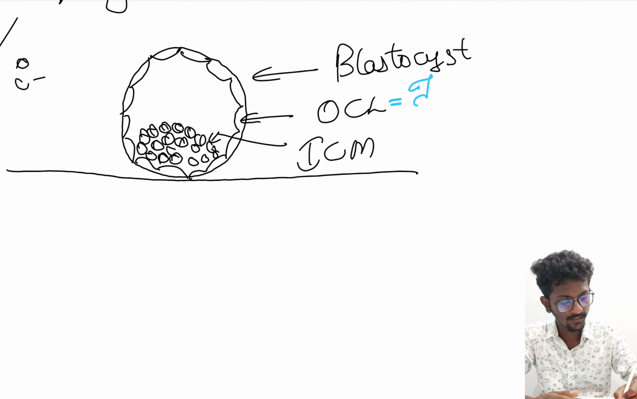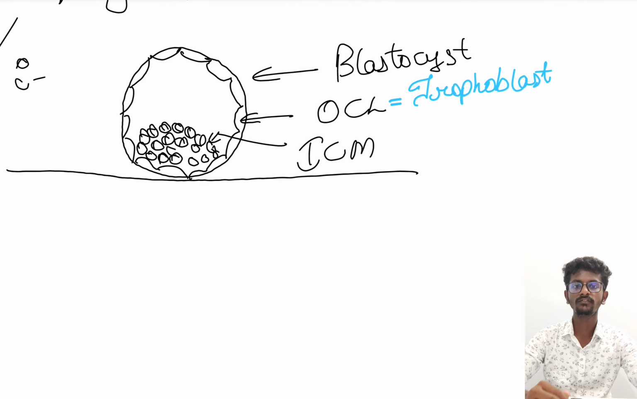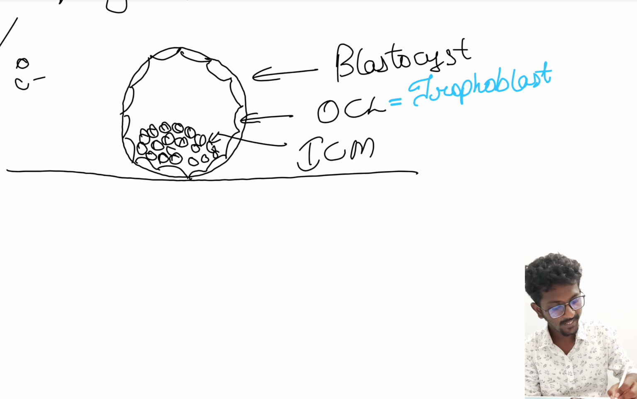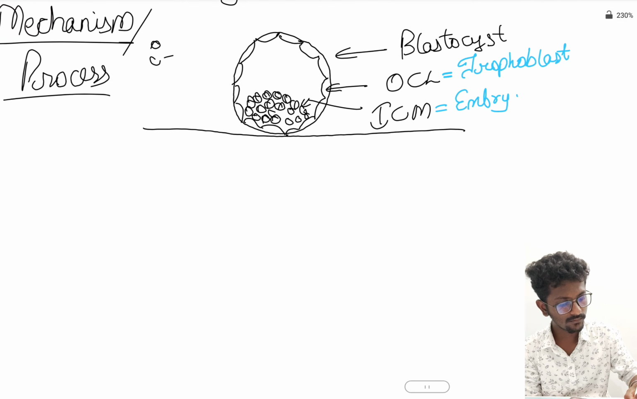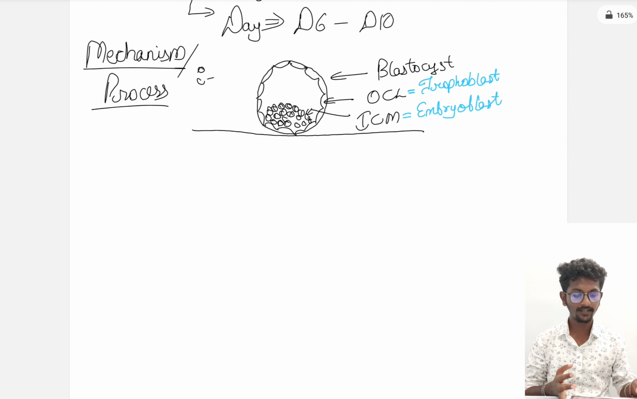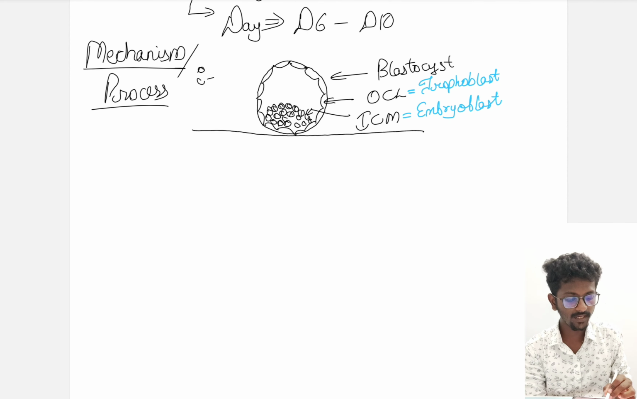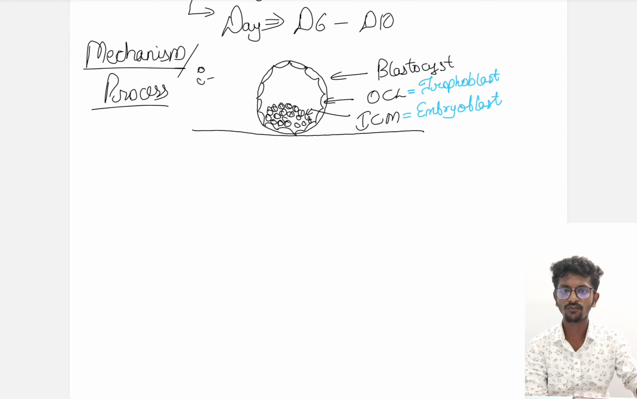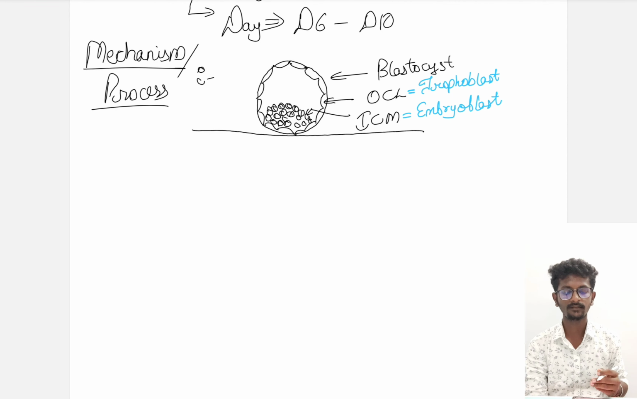Now guys, keep this in mind that the outer cell layer is also called the trophoblast, and the inner cell mass is also called the embryoblast. Okay, let me repeat this again. This entire thing is the blastocyst. Then we have the outer cell layer which is called the trophoblast, and we have this inner cell mass that is called the embryoblast.